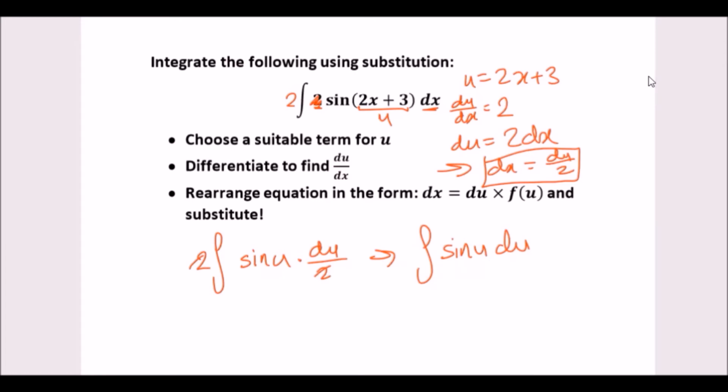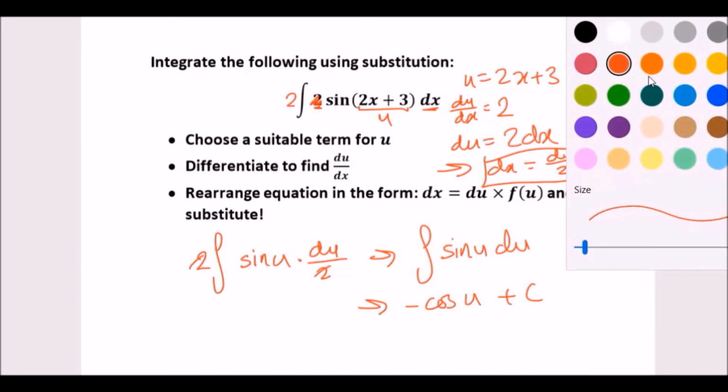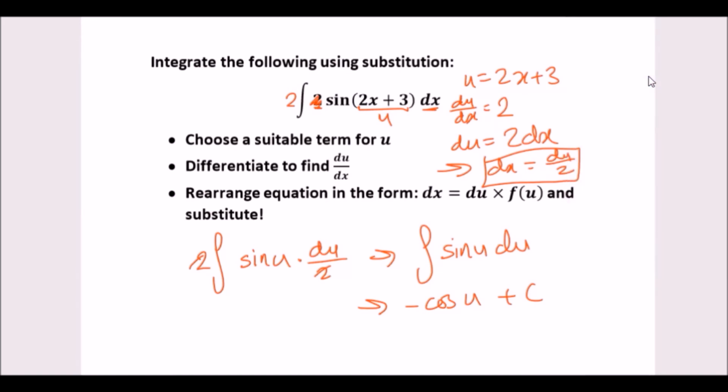And integrating sine is quite easy. The integral of sine is just a negative cos u. So it's going to be minus cos u. And don't forget the plus c. And finally, to wrap this up, all we need to do now is replace u with the original term. So hence, we can say our solution is minus cos bracket 2x plus 3, plus c. And that's it, guys. That's how you integrate using substitution.